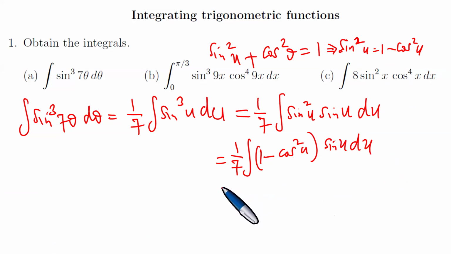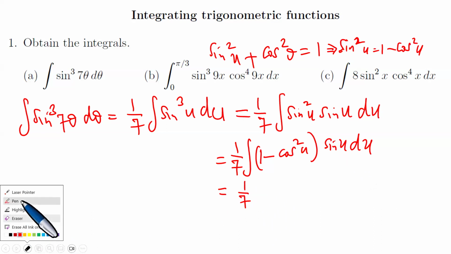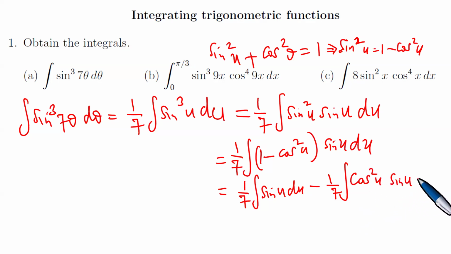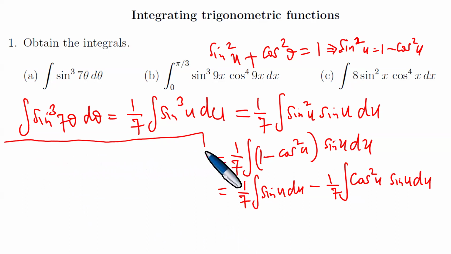Now, what is this? You multiply through by the sine, giving us exactly 1 over 7 the integral of sine u du minus 1 over 7 the integral of cosine squared u sine u du, like so. Now, what are we able to achieve out of this? We are able to tell that we are reaching the final result of this particular problem, as follows. We take a look.